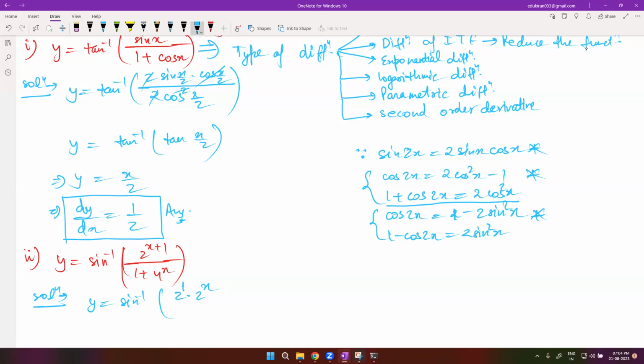So I'm writing this as 2 into 2 to the power x divided by 1 plus, now this 4 to the power x can be written as 2 to the power 2 whole power x, right? 4 is what? 2 square. So 4 to the power x is what? 2 to the power 2 whole x. And this can be written as 2 to the power 2x, right? And 2 to the power x can be written as 2 to the power x whole square. I mean, we can interchange 2 and x. What I'm saying is, right? Both are same things.